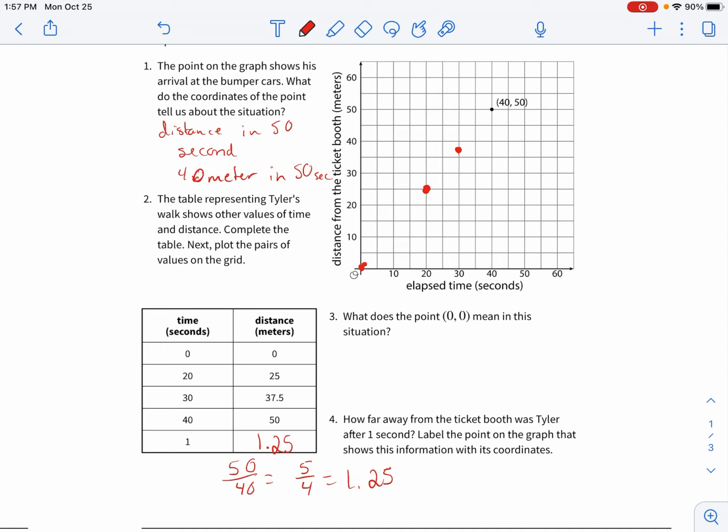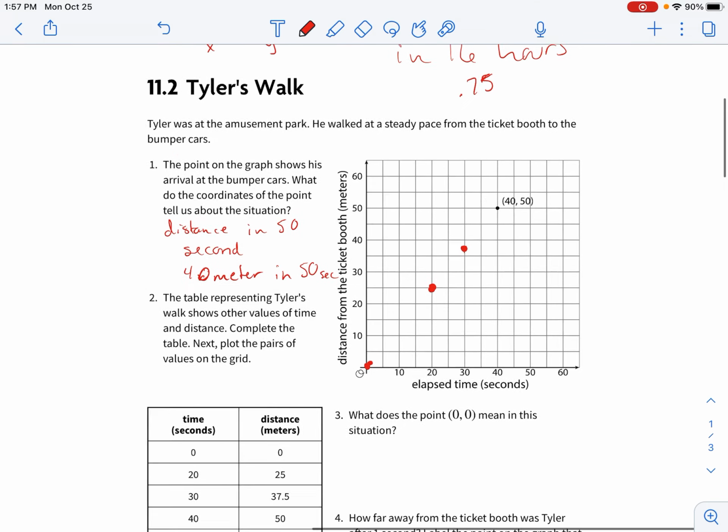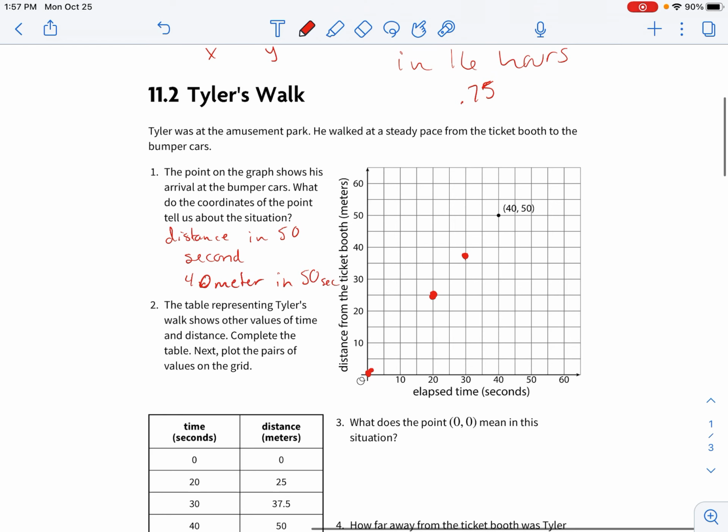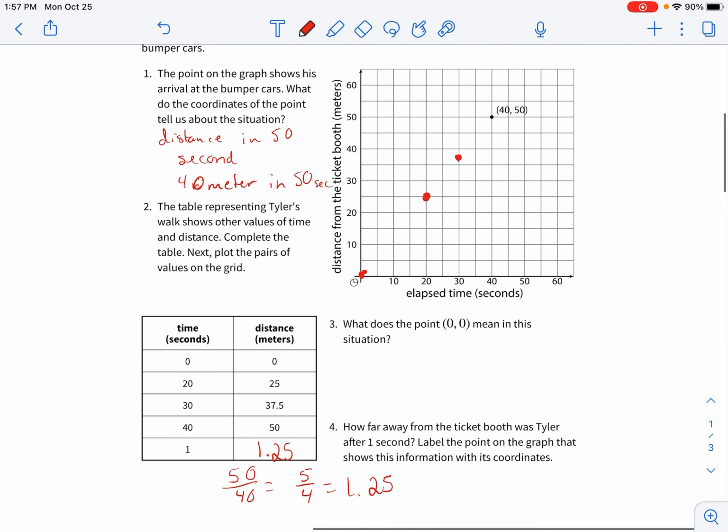Okay. On a table, if it's a proportional relationship, whatever your X is, when your X is 1, your corresponding Y value is always going to be your constant of proportionality. Once again, to find our constant, it's always our Y divided by our X. Okay, what does the 0, 0 mean in this situation? This is just, he's starting right next to the, let's see, the ticket booth, is that right where he's starting? Yeah. He starts at the ticket booth.